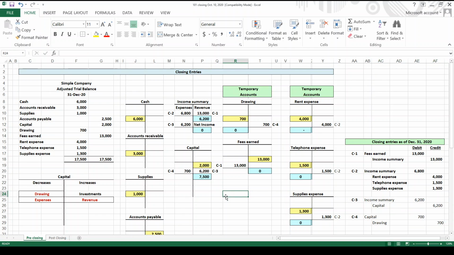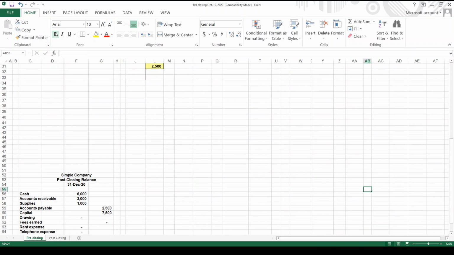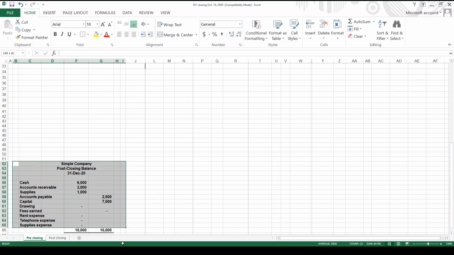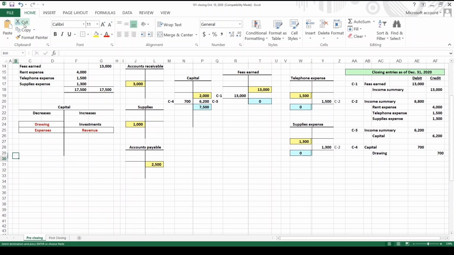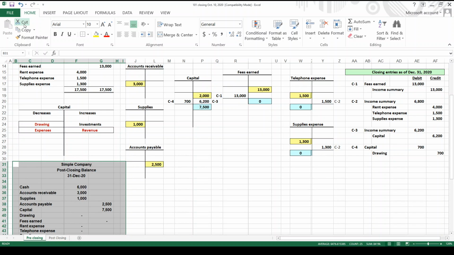Now let's see. Where are we now after we do all of the closing entries? I think I have a little thing down here. Let me see. Oh, there it is. Simple company. This is the so-called post-closing trial balance. That's what they call it in the textbooks typically. All right. So what's the balance?